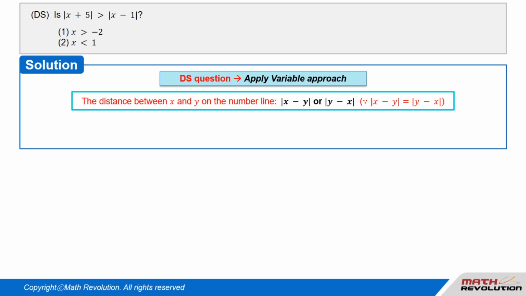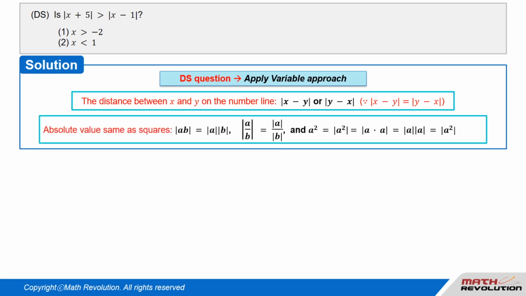Solution. Let's solve this DS question using the variable approach. For this question, we need to remember the seventh frequent case where absolute values are the same as squares. There are areas where the absolute values can be taken as squares. |a times b| equals |a| times |b|. |a over b| equals |a| over |b|. And a squared equals |a| squared equals |a| times |a| equals |a| times |a| equals the square of |a|.